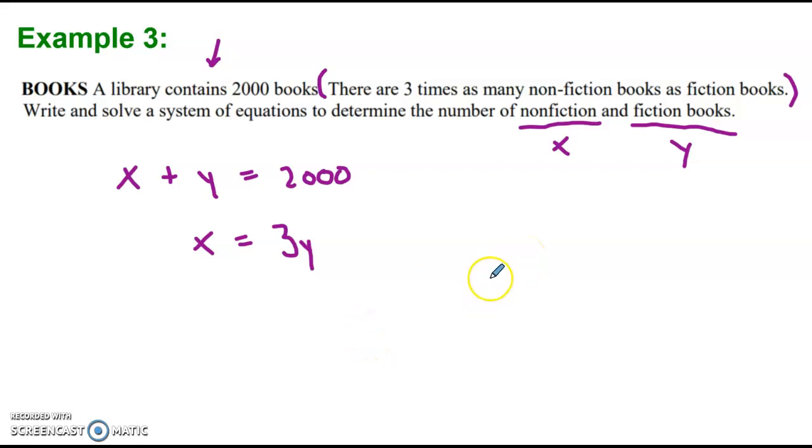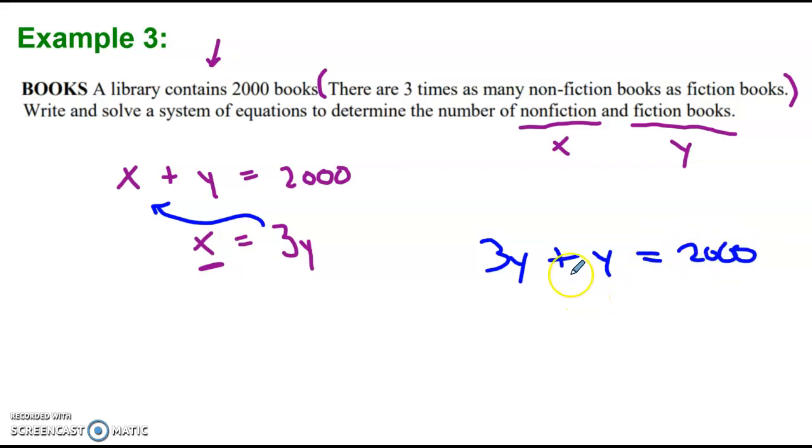Well, this is really kind of begging you to use the substitution method because we have a variable solved for right here. We have x defined in terms of y. So what I'll then do is I will write this equation, 3y, substituting this for x, just plug this in, 3y plus y equals 2,000. And this will solve pretty simply. I'll do 4y, combine my like terms, 4y equals 2,000. And then y equals 500.